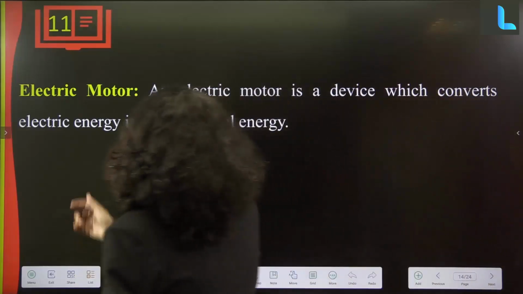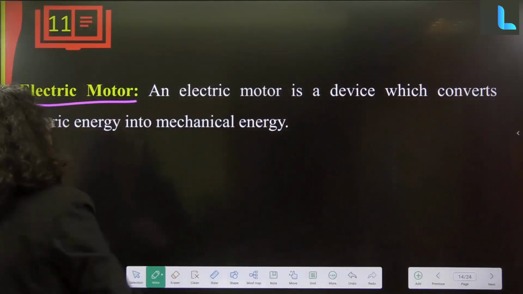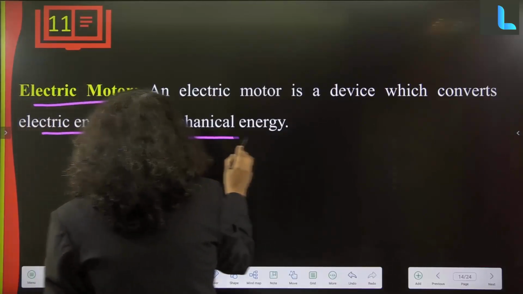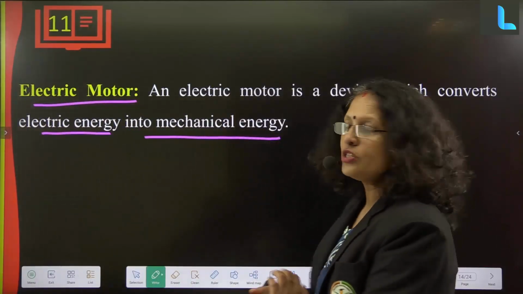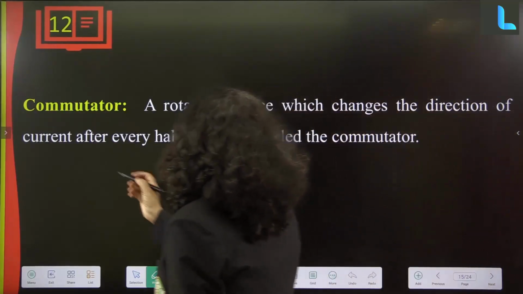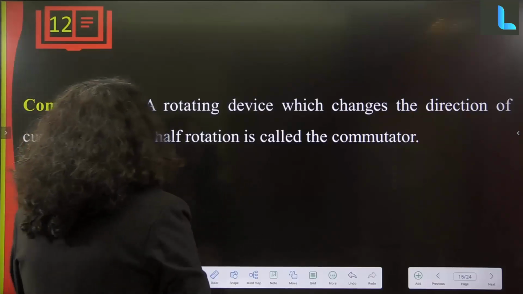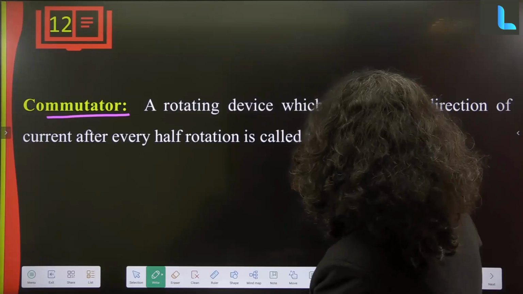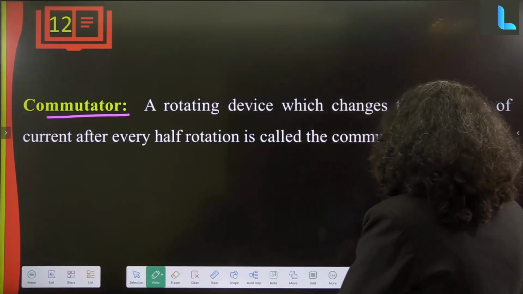Then what do you mean by electric motor? An electric motor is a device which converts electrical energy to mechanical energy. That kind of device is called an electric motor. Now, what is a commutator? A commutator is a rotating device which changes the direction of current after every half rotation. That is called a commutator.